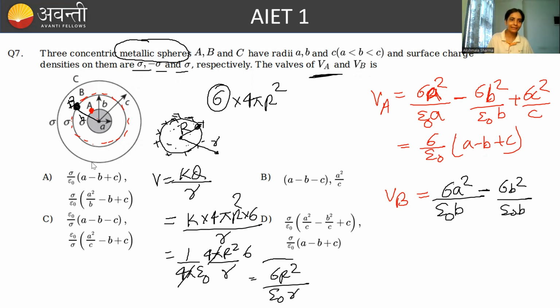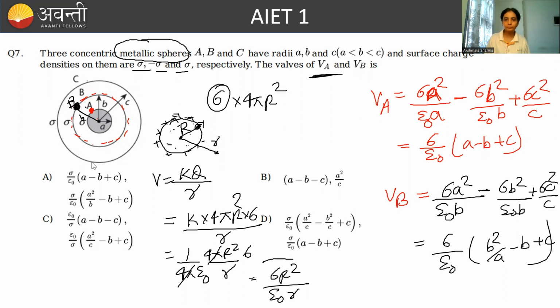And again, this point is inside sphere C, so because of sphere C the potential will be the same as that on its surface, so sigma C square by C. So what is going to be the answer? Sigma by epsilon naught, B square by A minus B plus C.